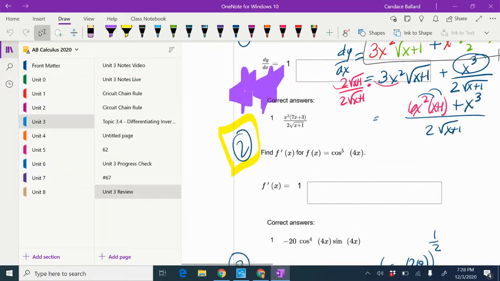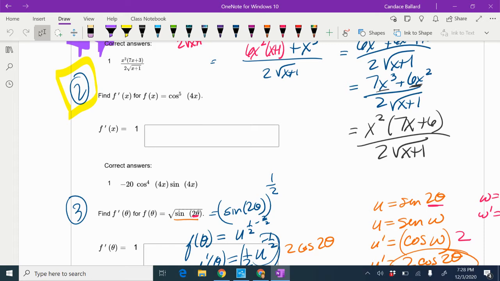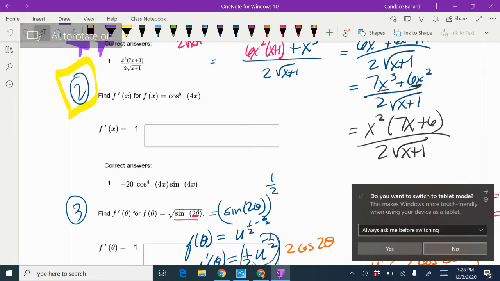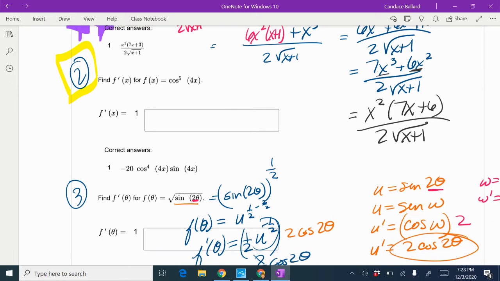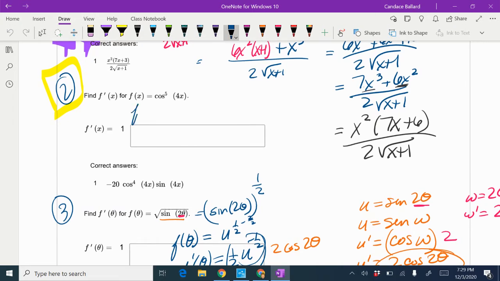So in this video, I'm going to go ahead and go through all the review questions that we hadn't hit yet, just to make sure you've got that to get yourself studied for the test that is going to be next week. So we're going to look at this first one here, number 2, and it looks like we've got a multiple chain rule going on there.